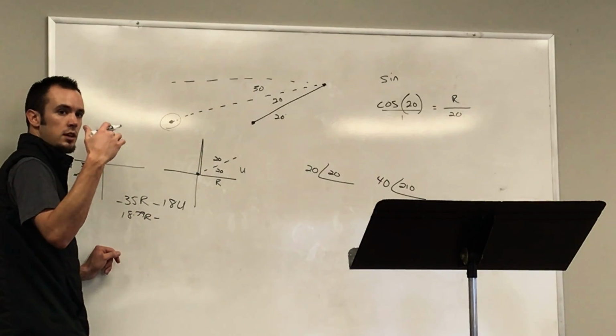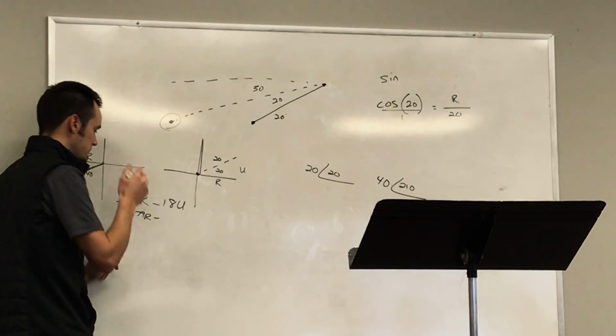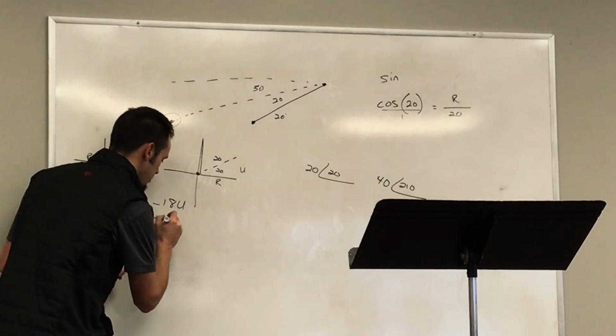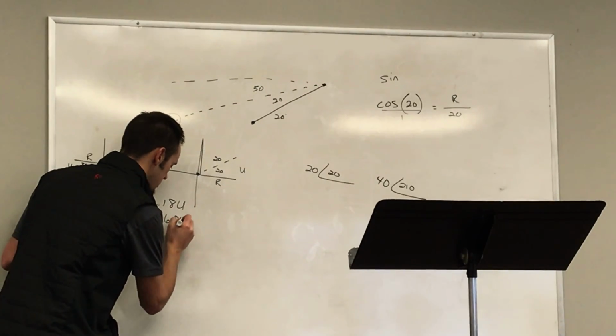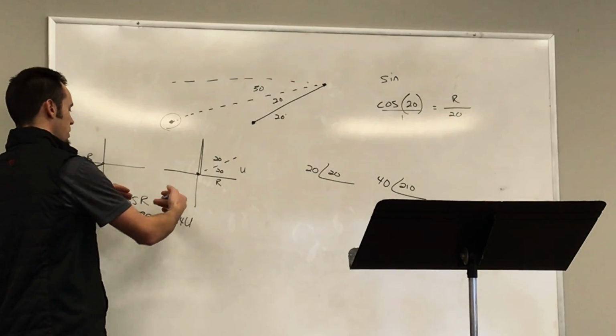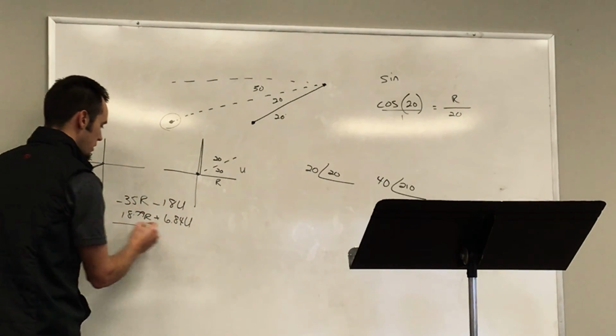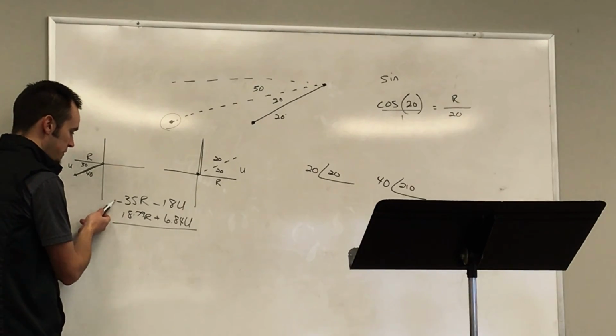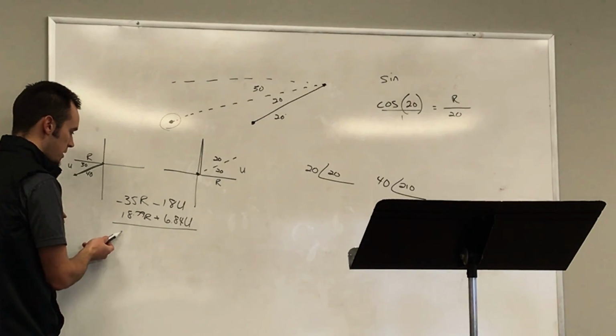Someone else give me the U. 6.84? And that'd be a positive result, right? Okay, so all you're doing is you write them over top of each other and then add them together. This is negative 35, positive 18.79. What is my final answer for R?